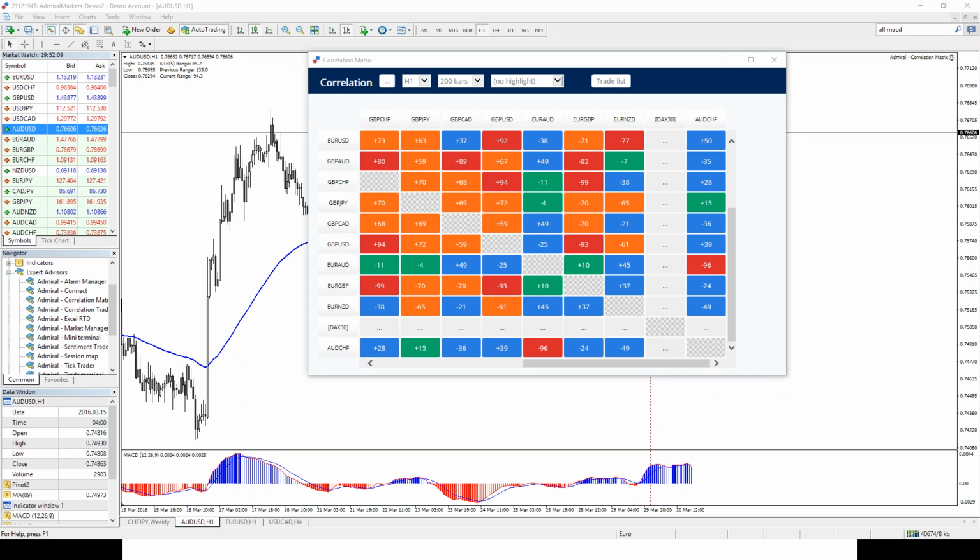So yes, guys, that's it. You can make different trades based on a basket. So it could be very, very useful.